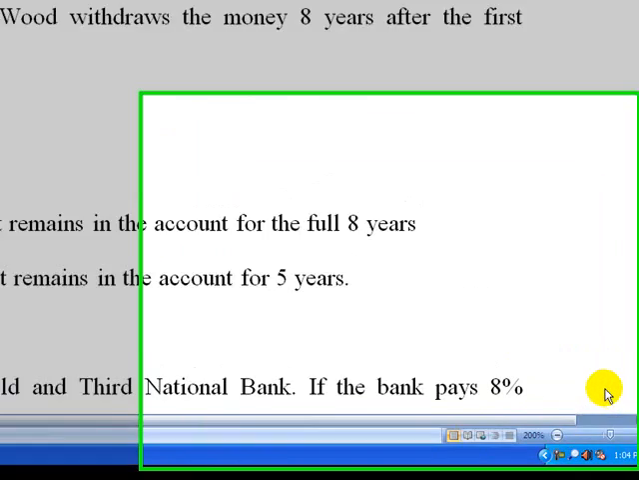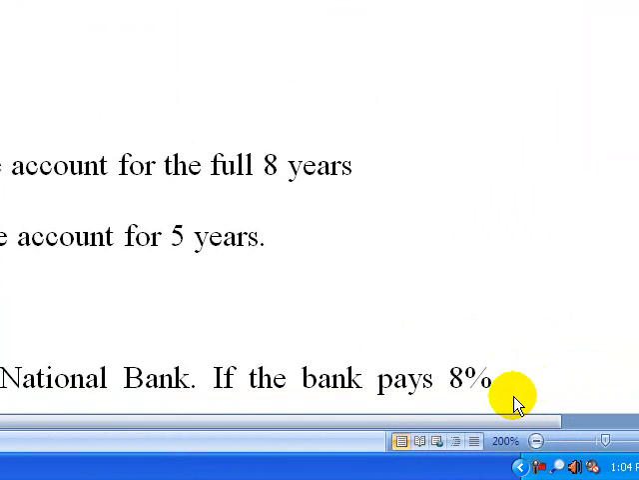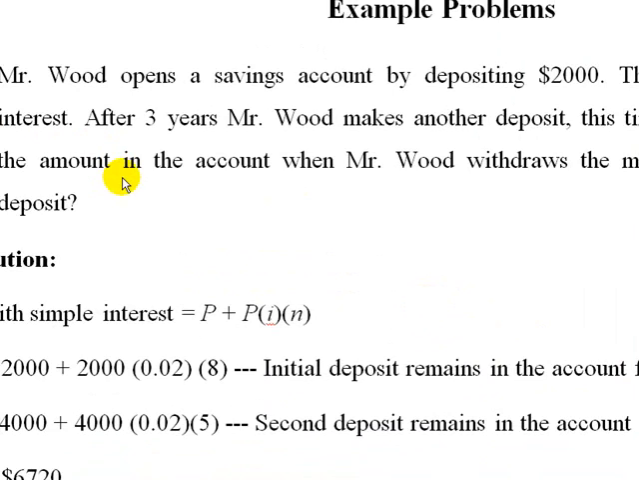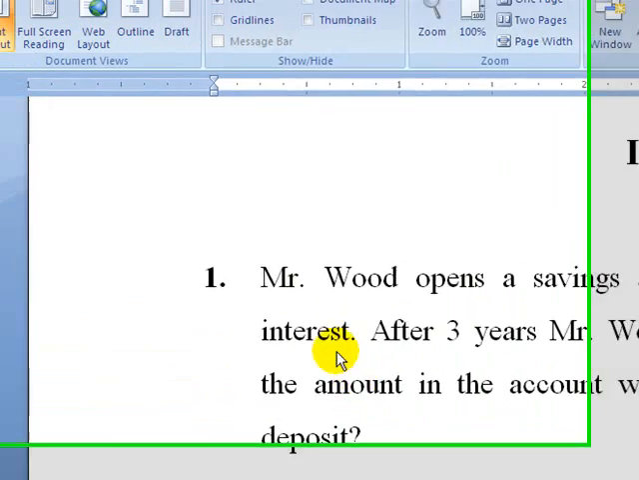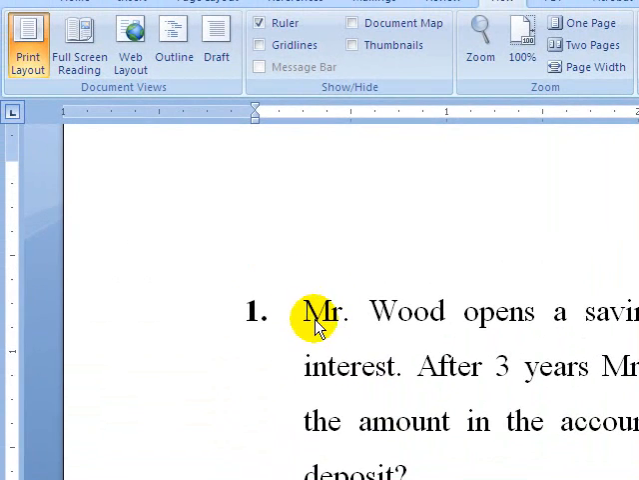Okay, so there are two simple problems I am going to explain that will give you a basic idea of chapter 3. So let's first focus on problem number 1. Let's read the problem first.